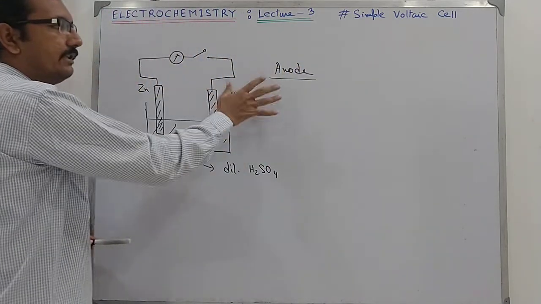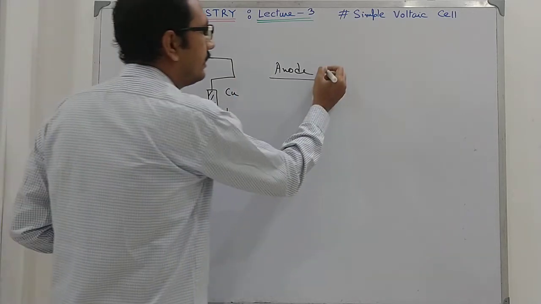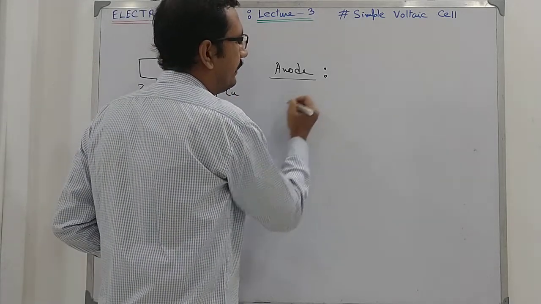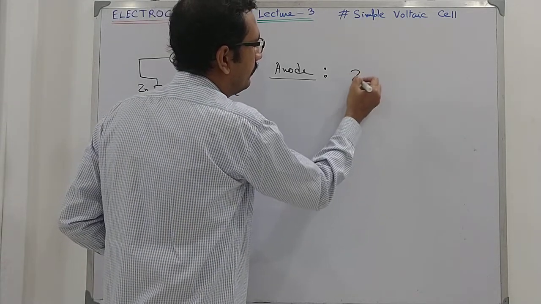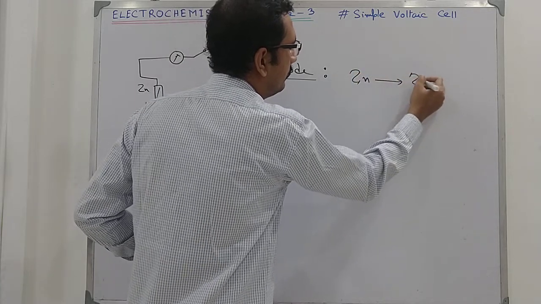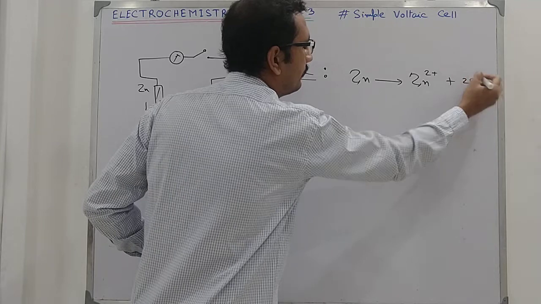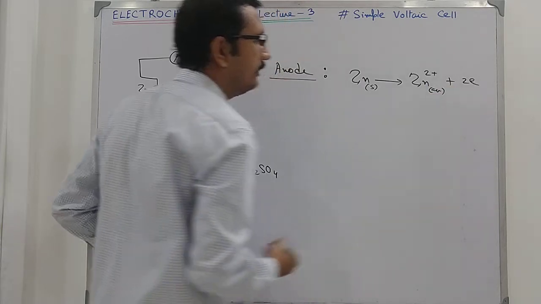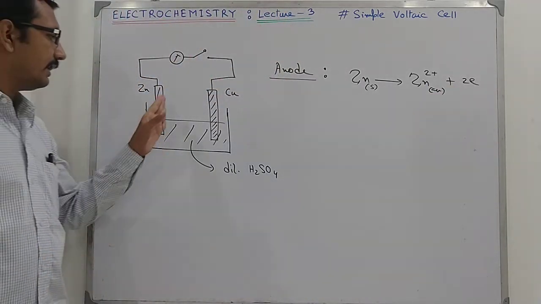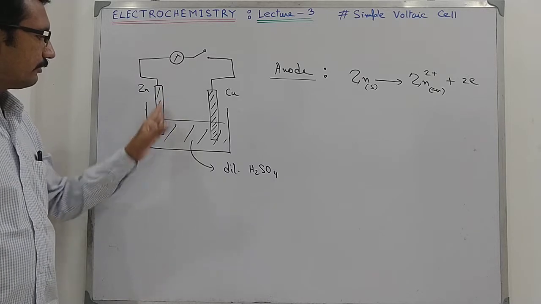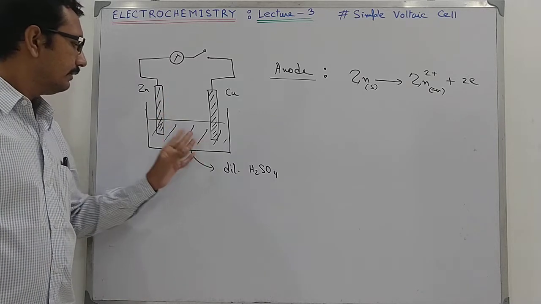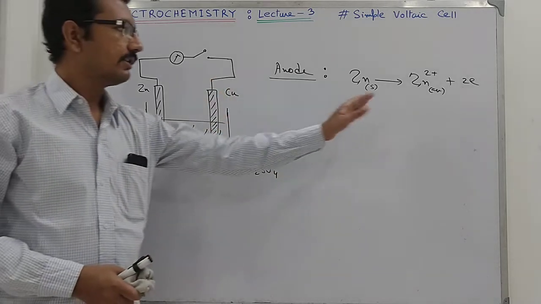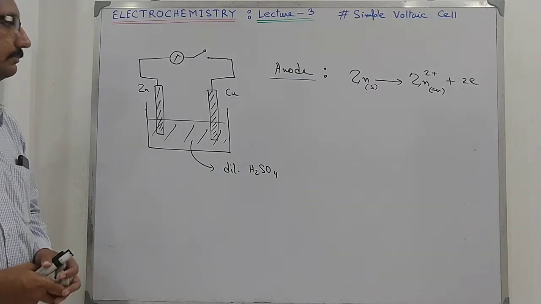I have already told you that anode is that electrode where oxidation occurs, and you know that zinc is more electropositive than copper. So the anode reaction will be Zn → Zn2+ + 2e-. So this is the solid one and this is in aqueous solution. So zinc atom will lose electron and it will leave the electrons in this rod, and it will pass into the solution in the form of Zn2+ ion. So this is the oxidation part.